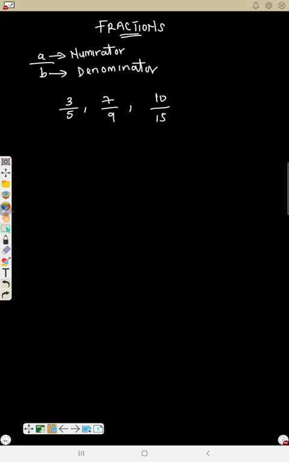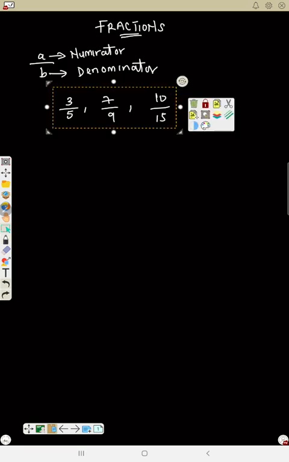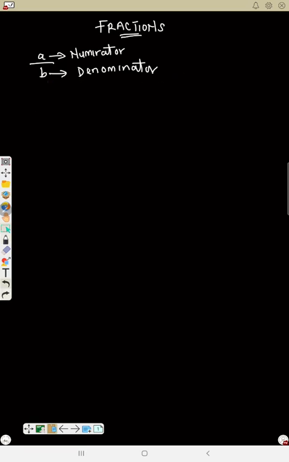Now we also have improper fractions. When the numerator is more than the denominator, then it is an improper fraction. For example, if I have 3 over 2, 7 over 4, 10 over 5, 11 over 8, all these numbers are improper fractions.